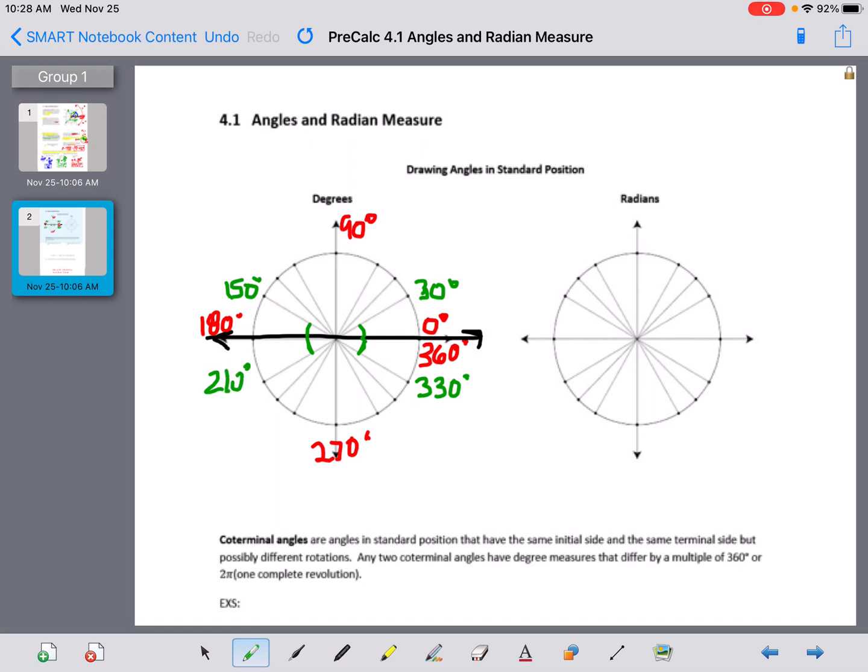Oh, I'm trying to write neatly and it's not helping. It's not working very well. Okay, so each of those lines is exactly 30 degrees off.